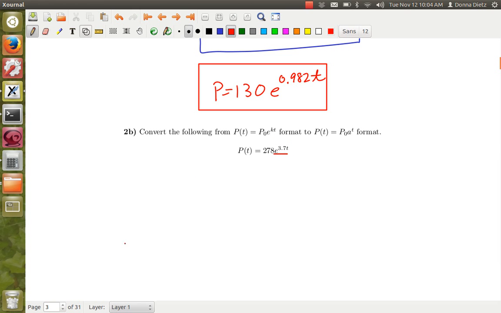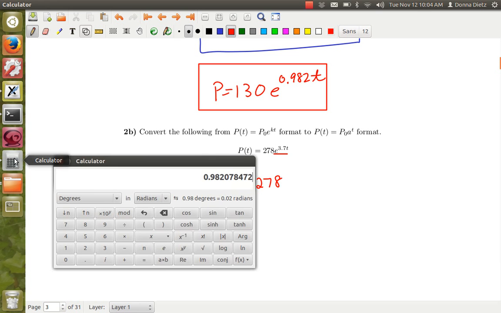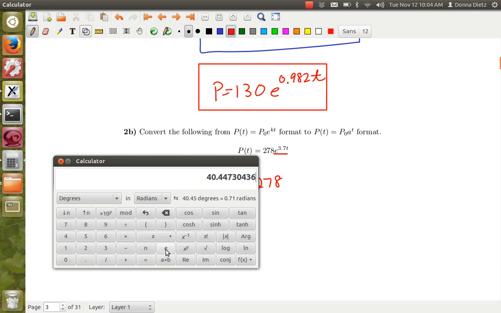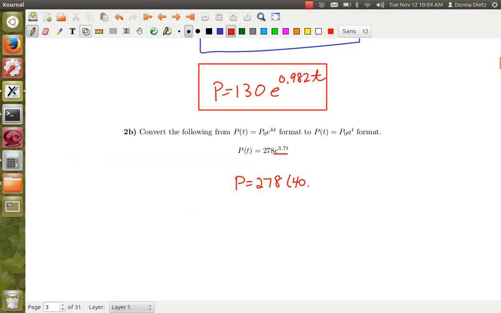So the other one is even easier. This is Pert going back to Pat. So we have P is equal to 278, and this one you don't even have to take the natural log. You just say e to the power of 3.7. See, it's even easier. 40.44. So then you get 40.44 to the power of t. And that's all it is. All you have to do is take e to the power of 3.7 and you're done. Can't be easier.